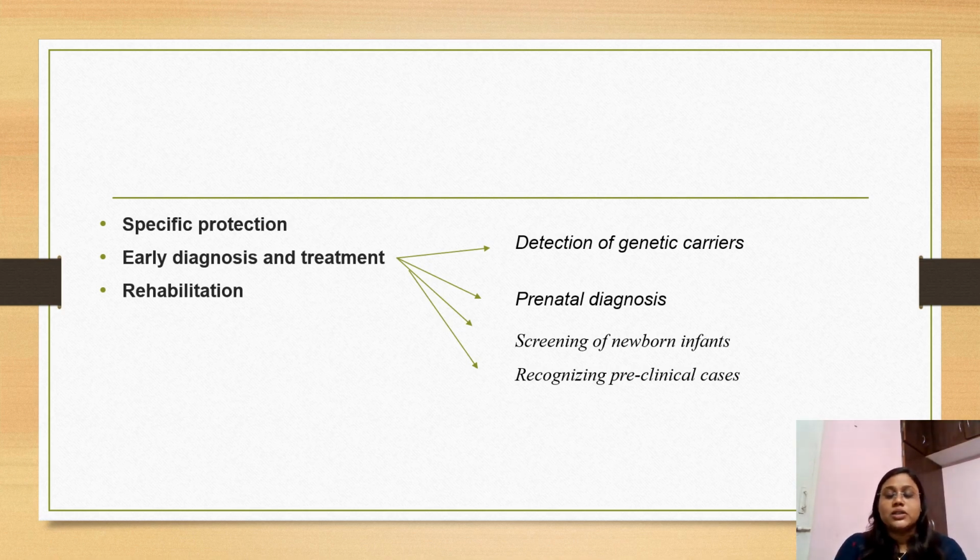If nothing can be done, then we will do rehabilitation and counseling of the couple regarding bearing a child. If they have a mentally retarded child, we do rehabilitation of that child through physiotherapy or occupational therapy, or training the child to the extent that he can do his work and manage his life on his own as far as possible.